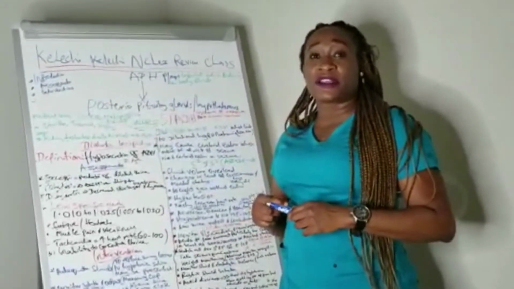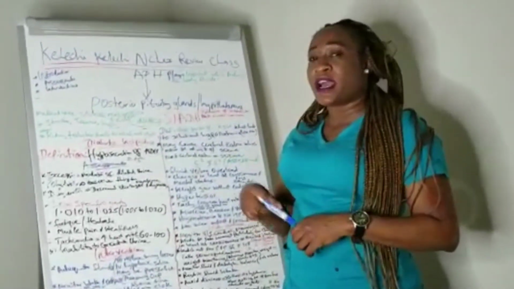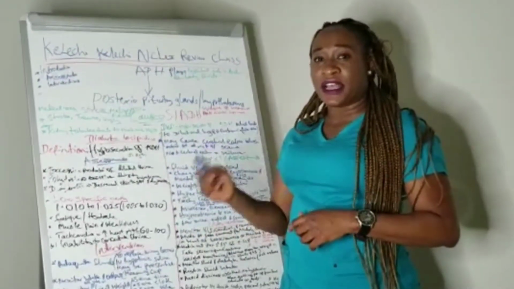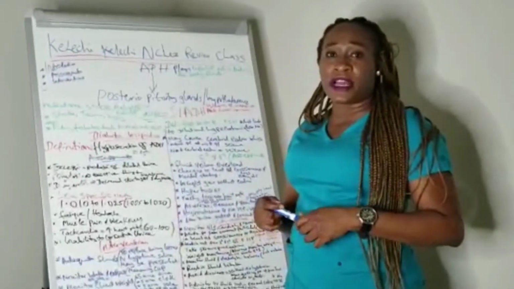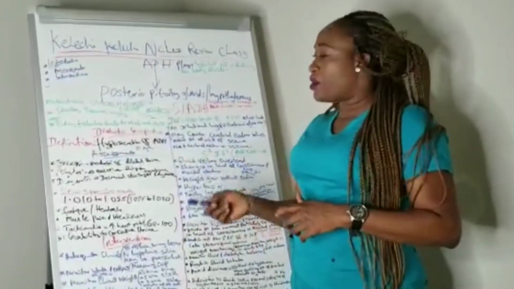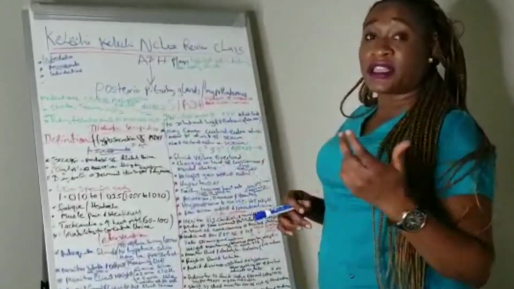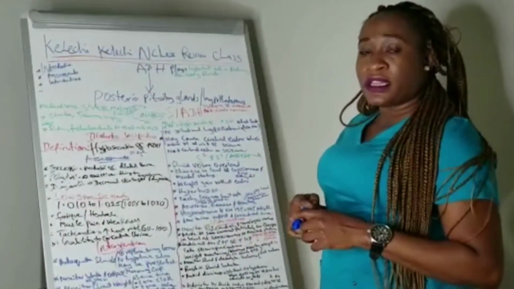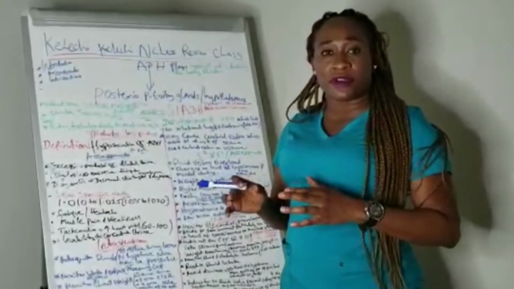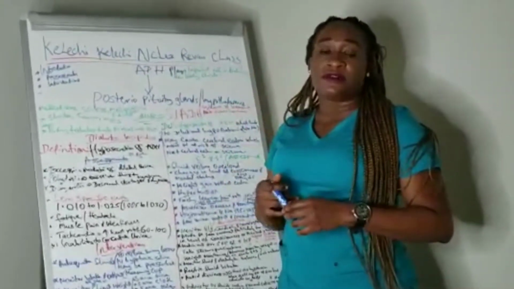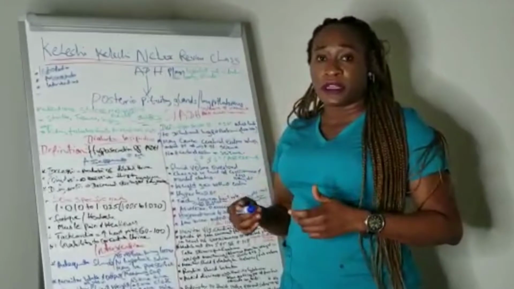Today we're going to be discussing diabetes insipidus and SIADH, that is your syndrome of inappropriate antidiuretic hormone. These two conditions are a problem of your ADH, the antidiuretic hormone. The antidiuretic hormone is produced by the posterior part of the pituitary gland, the hypothalamus.